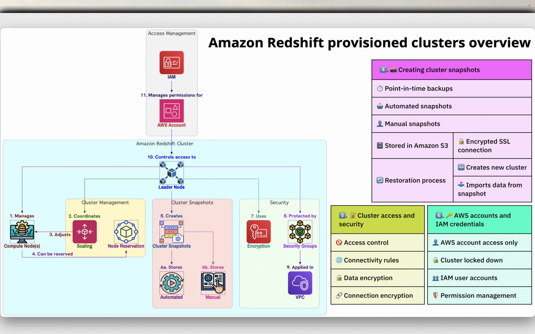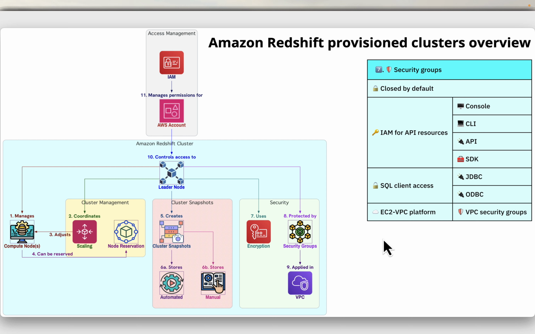AWS accounts and IAM credentials. By default, an Amazon Redshift cluster is only accessible to the AWS account that creates the cluster. The cluster is locked down so that no one else has access. Within your AWS account, you can use the AWS Identity and Access Management (IAM) service to create user accounts and manage permissions for those accounts to control cluster operations.